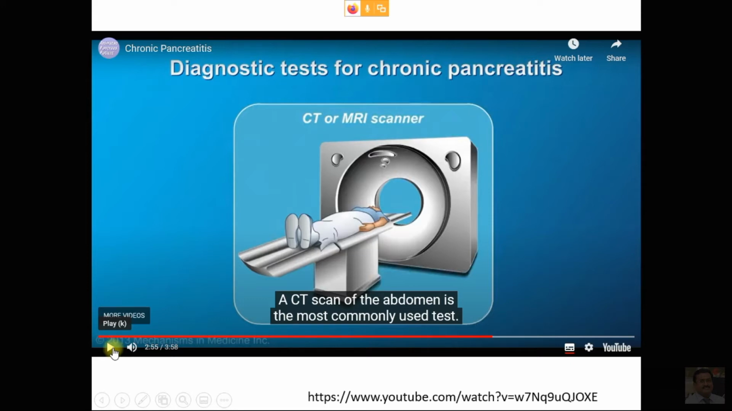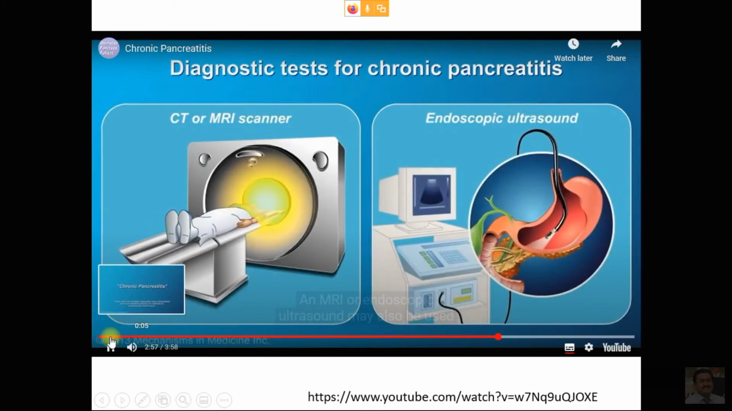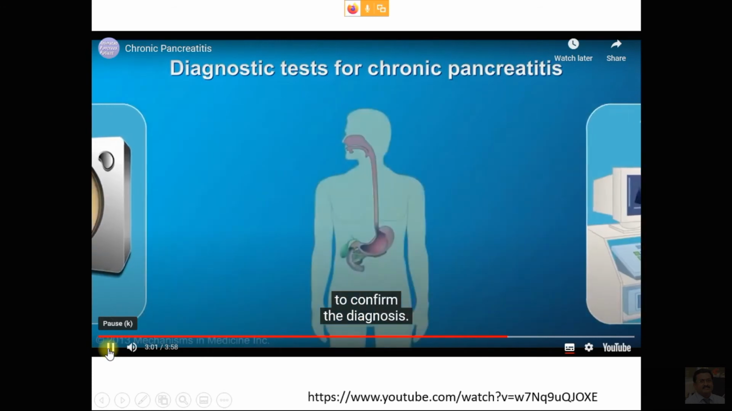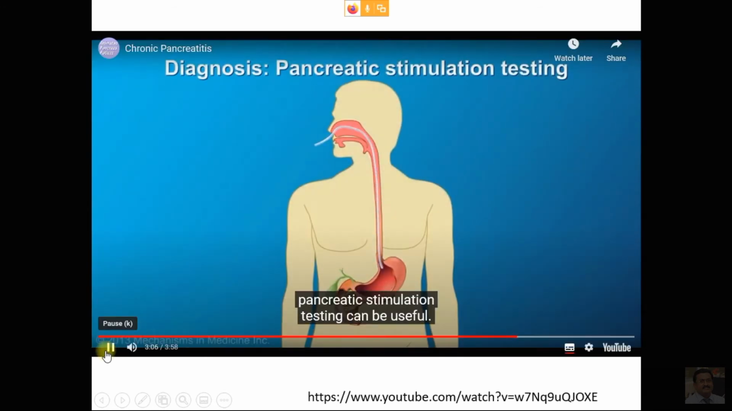The CT scan of the abdomen is most commonly used to test for chronic pancreatitis. It is not a first line test. The first line may be diagnostic tests like ultrasonography, then the clinical tests and everything, and this may be the confirmatory test. An MRI or endoscopic ultrasound may also be used to confirm the diagnosis. In some difficult to diagnose cases, pancreatic stimulation testing can be useful.